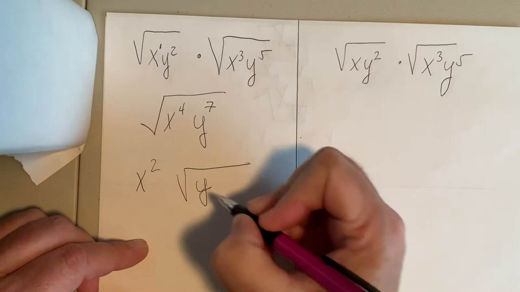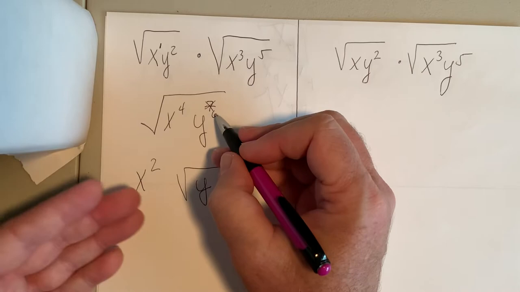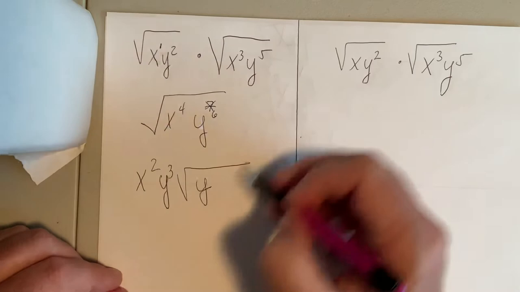One stays. This gets one lower. So y to the sixth, and now that's even. So cut it in half. Y to the third. All right? This, to me, I like this way. This is probably my favorite way of doing it.